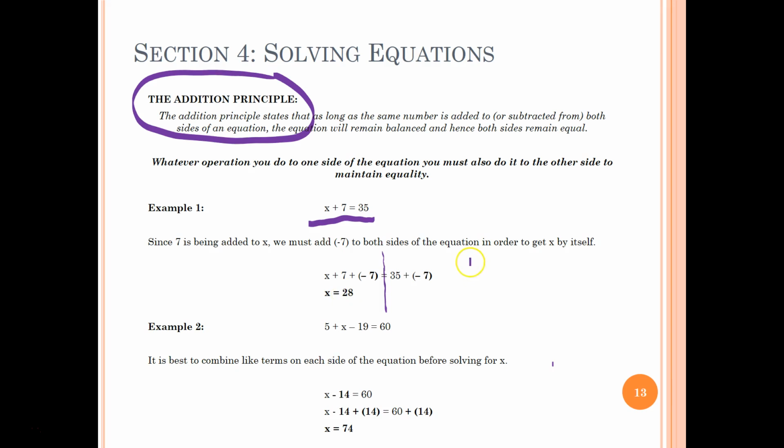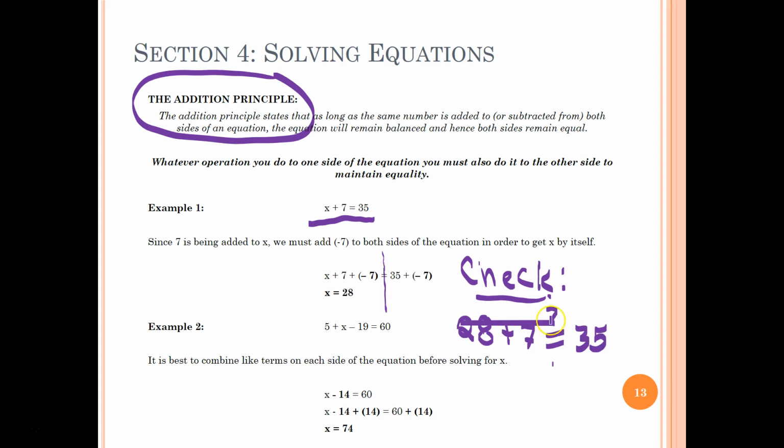Now, what's nice about solving equations is that you get to check your own work, and you can always make sure that your solution does maintain balance. If we take our solution and replace x with 28, we ask ourselves the question, does 28 plus 7 actually equal 35?